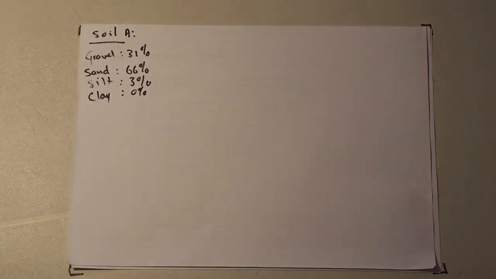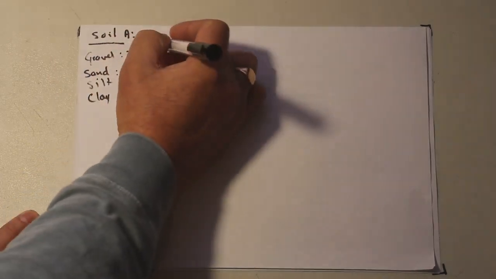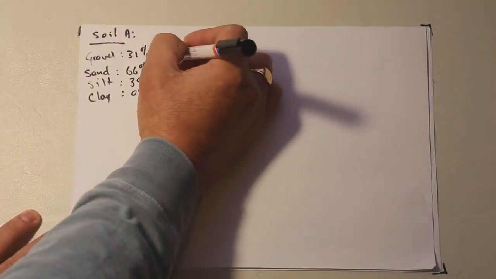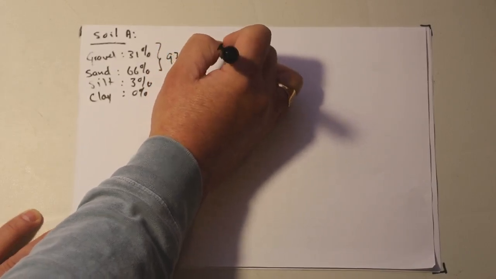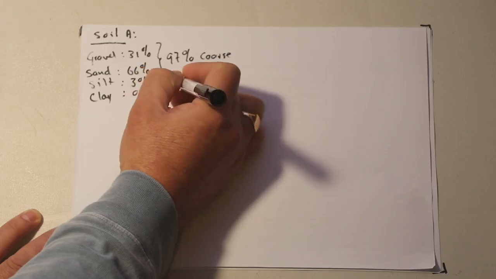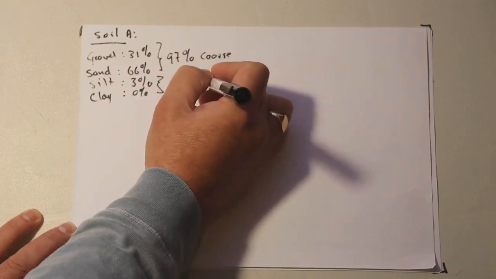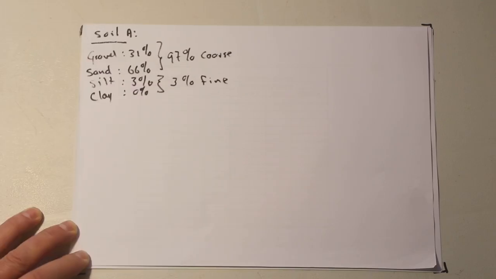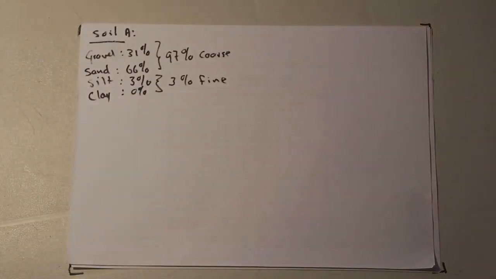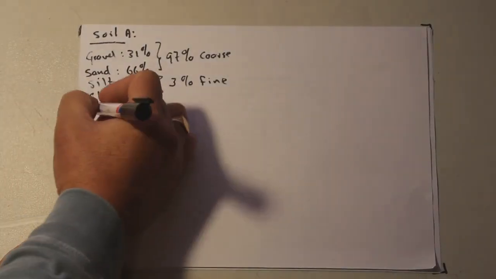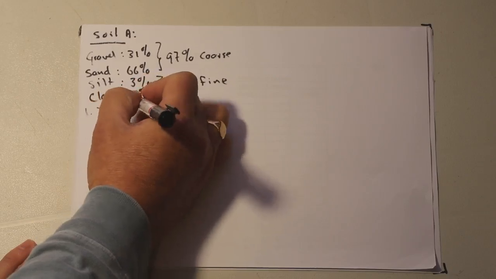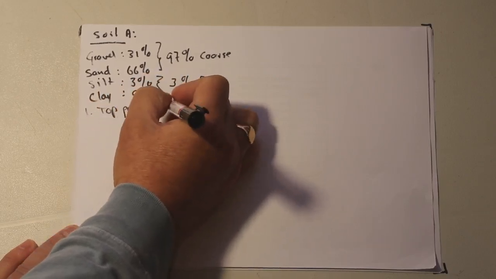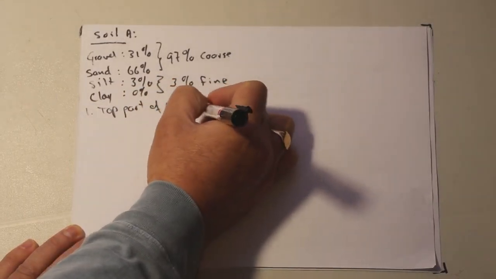So if we look at this, we will find therefore that 97% is coarse and only 3% is fine. So this is a coarse material, and therefore we will be using the top part of the USCS table.